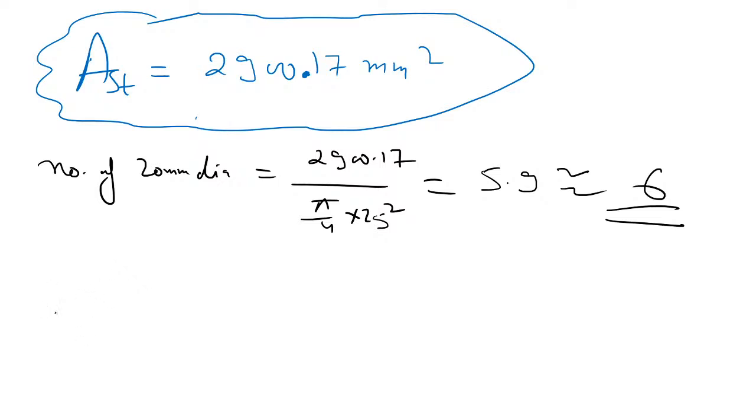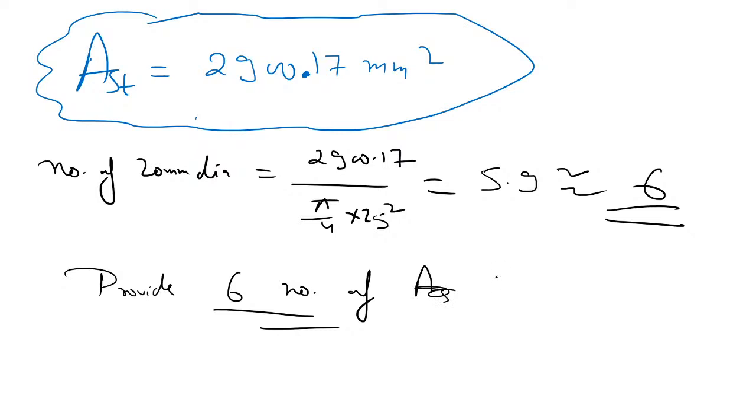So guys, here provide 6 number of 25 mm dia. So now all of the other calculations like your B1, X1, Y1, D1 are going to depend upon these values, friends. If it is 25 or 20, all of these are going to depend on it. So this is your tension reinforcement.